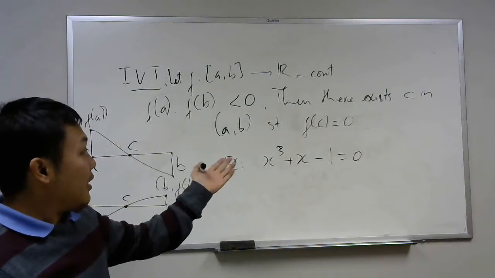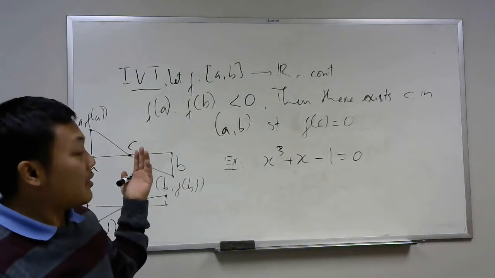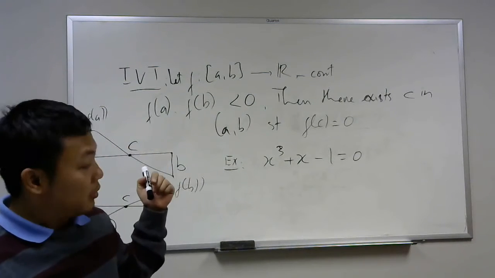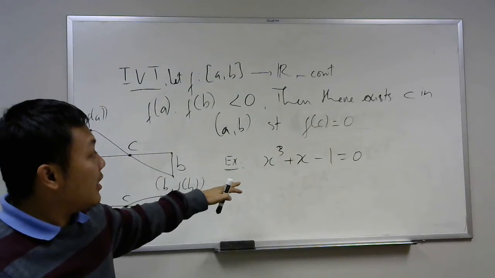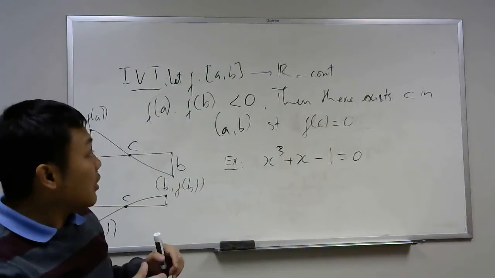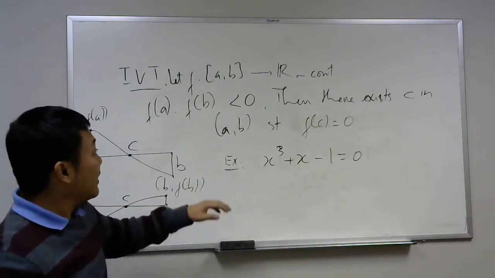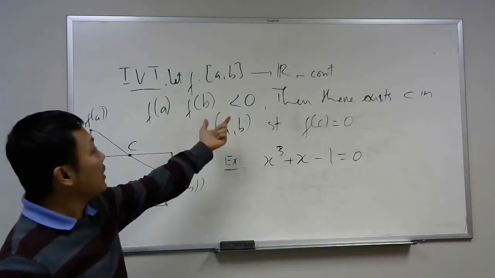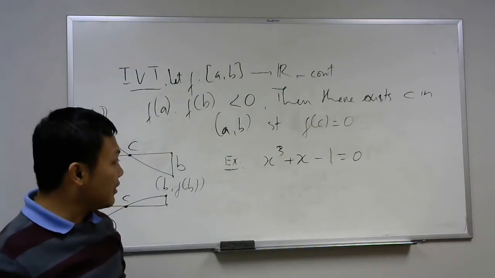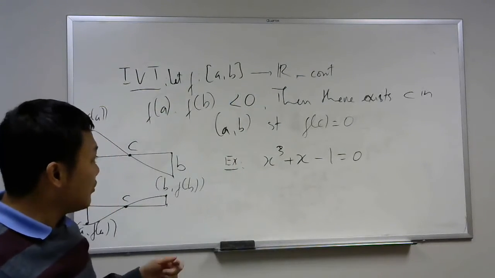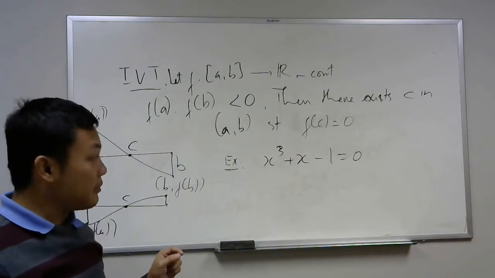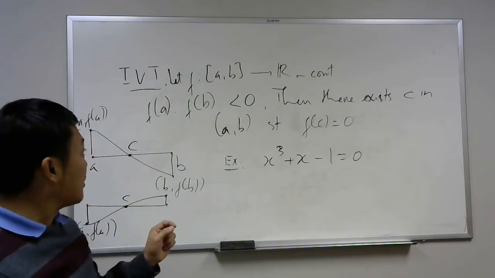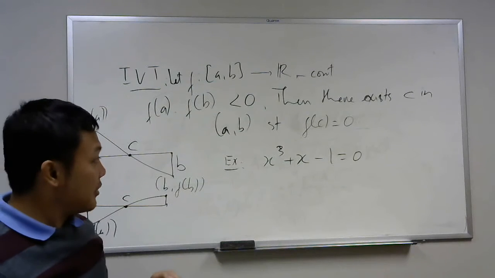So the left-hand side is a continuous function, right? That is a polynomial. It is a continuous function already on the whole number line. And in order to apply IVT, we need some interval, right? But in this case, we don't have an interval. So that means we have to pick numbers. We have to pick a suitable interval for us.